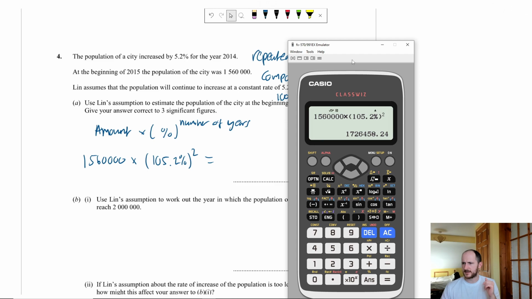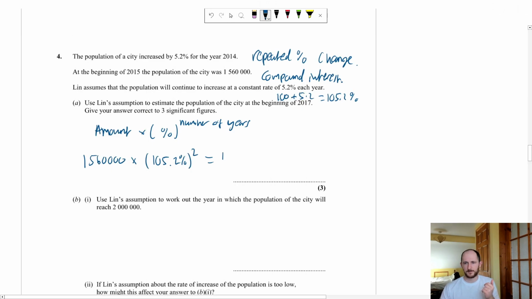So that was at 1.726 million. Now, here's the thing. It says there's 3 significant figures. So 173, and then the rest will be zeros. 1730 people. And of course we can't have 0.24 per person anyway.